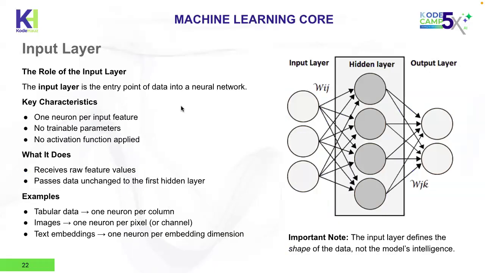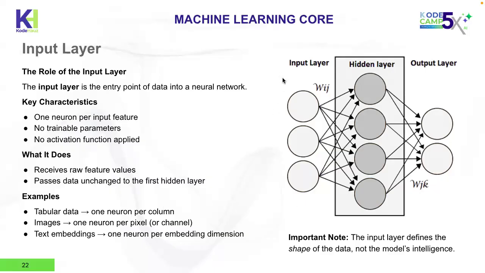For the input layer, every neuron is for each feature. So if you have 10 features, x1 to x10, you have 10 input neurons in that layer. And then the input layer does not have any trainable parameter. It doesn't have any weight. You're not trying to train it, right? It's just to collect the input. It doesn't have any activation function because it's also not supposed to do anything basically. It receives the raw feature value. So this is an input layer.